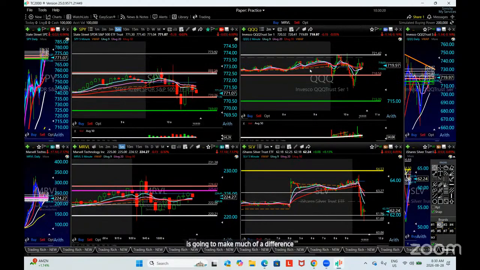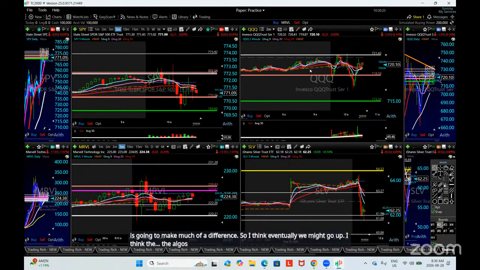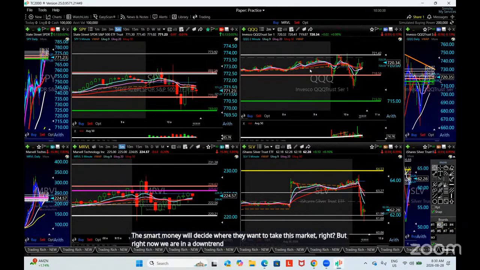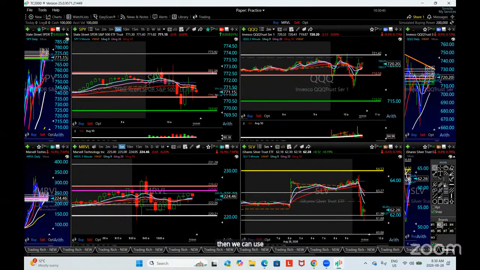So I think that eventually we might go up. I think the algos and the AIs of this world and bots are going to analyze the speech, and then the smart money will decide where they want to take this market, right? But right now, we are in a downtrend, so we'll see if we can get a reversal. I think a reversal is imminent here. We are going to see a reversal soon. Then we can use that one to gauge and position accordingly, right? Okay, so that's the key.